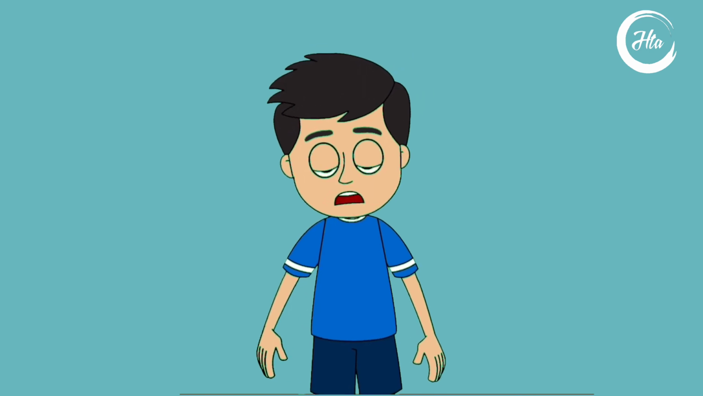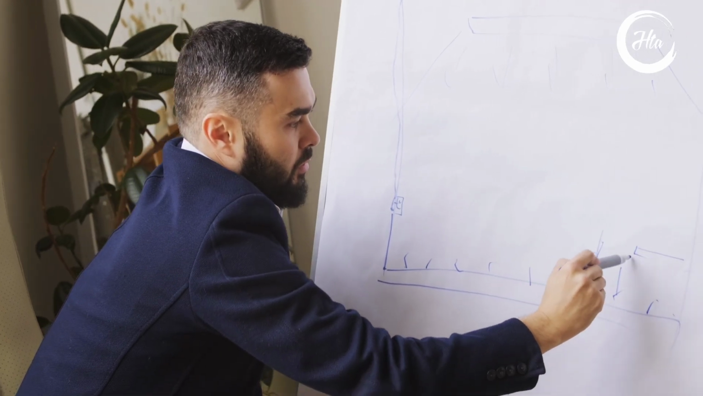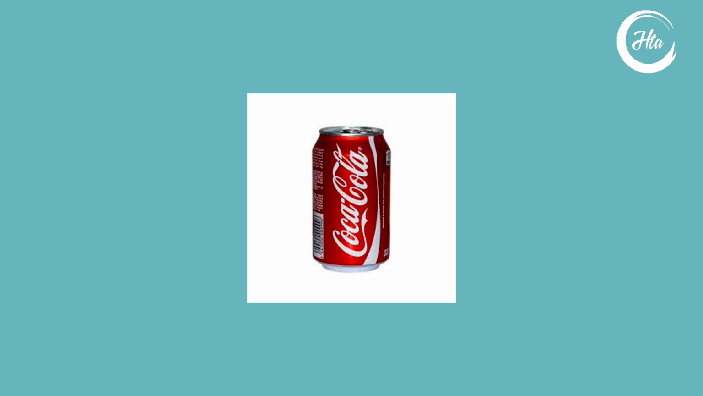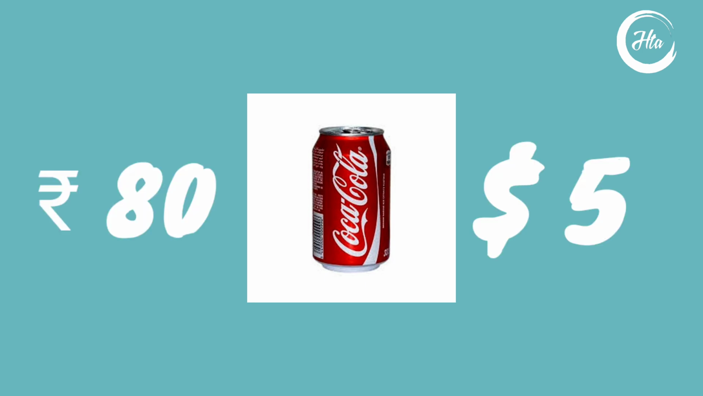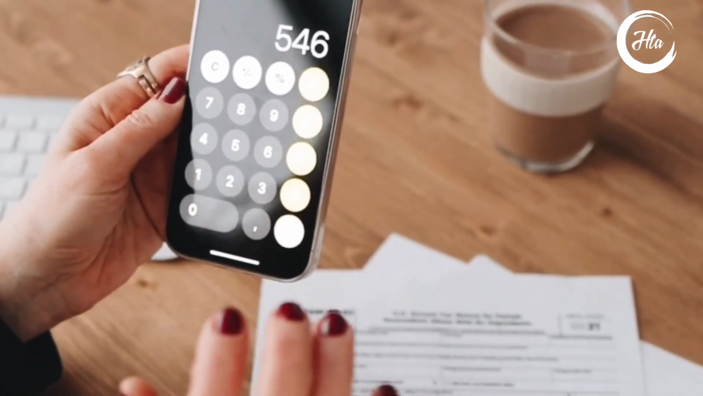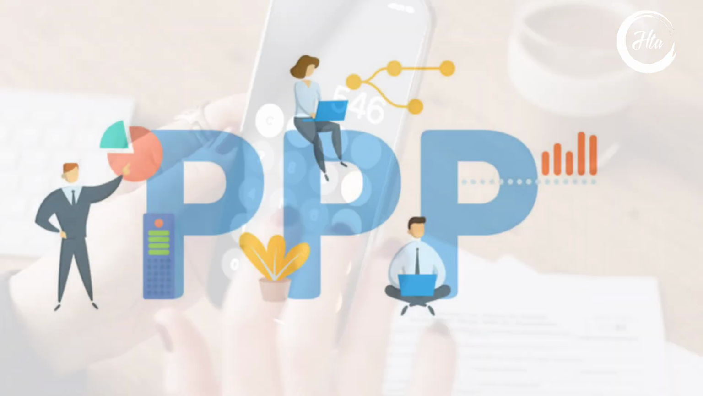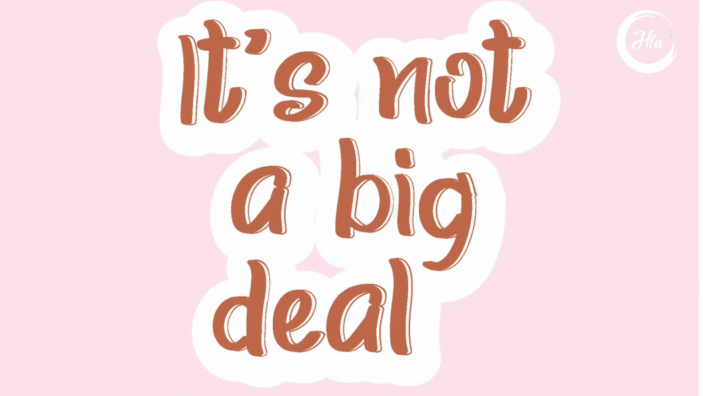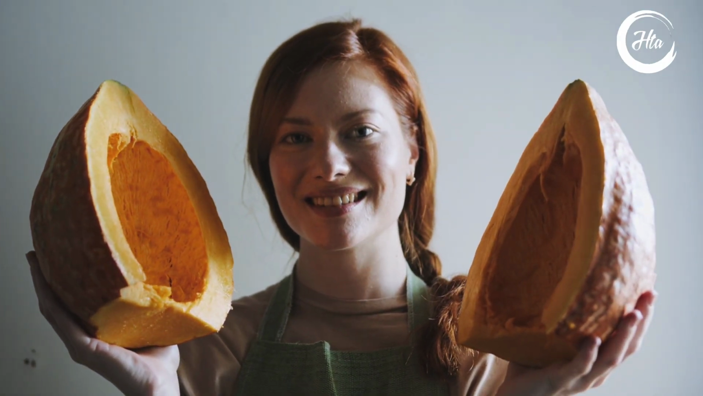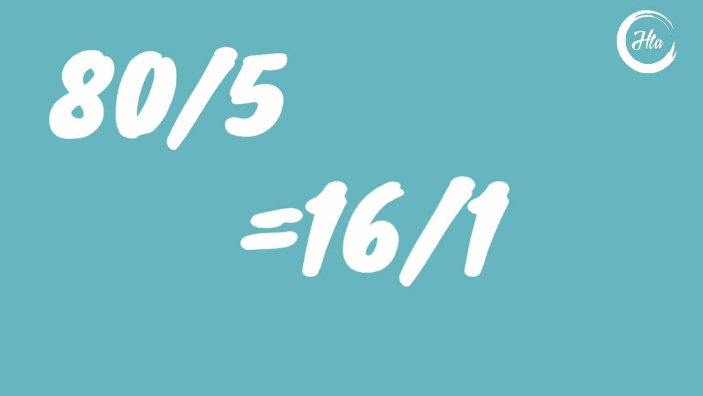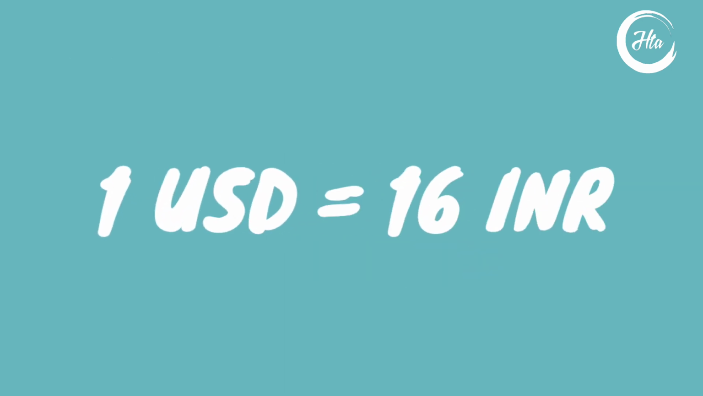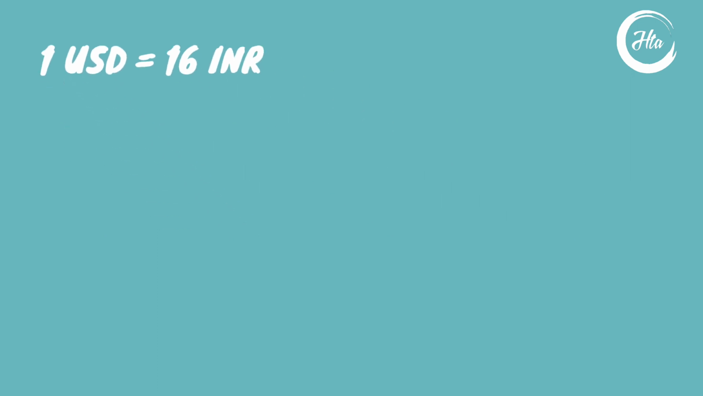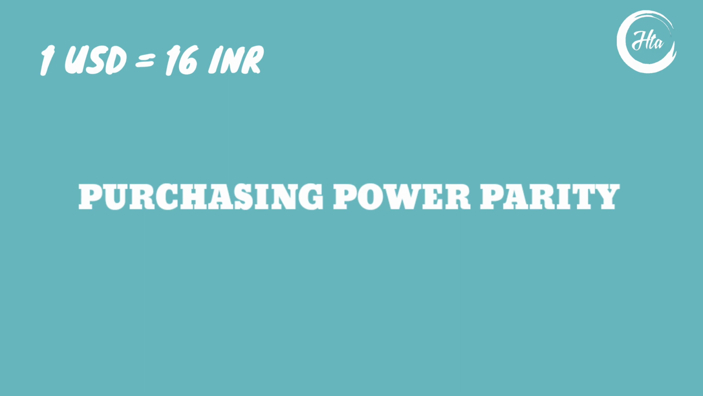This is too confusing. Okay, listen. Suppose you are purchasing a cold drink in India for 80 Indian rupees, and in USA it costs you 5 US dollars. Now let's calculate what the exchange rate will be according to purchasing power parity. It's not a big deal. We just need to divide it. Just do 80 by 5 equals 16 by 1, which means 1 US dollar equals 16 Indian rupees. And 1 equals 16 is the purchasing power parity of India and USA.